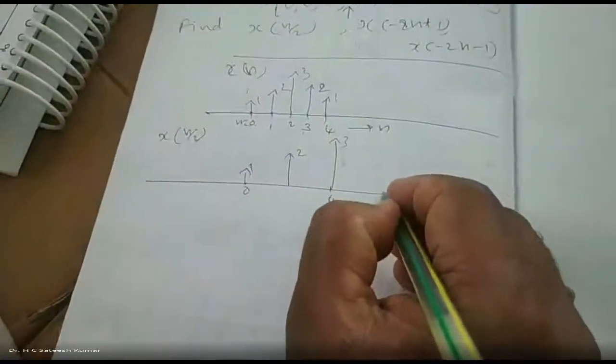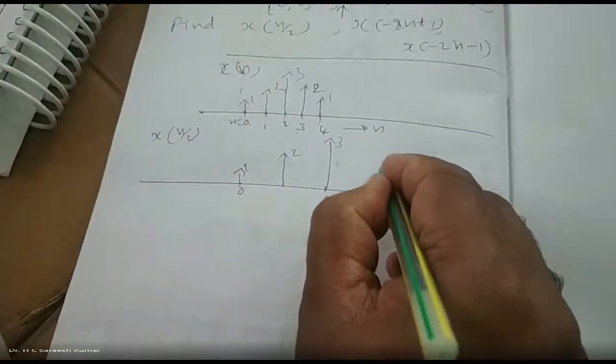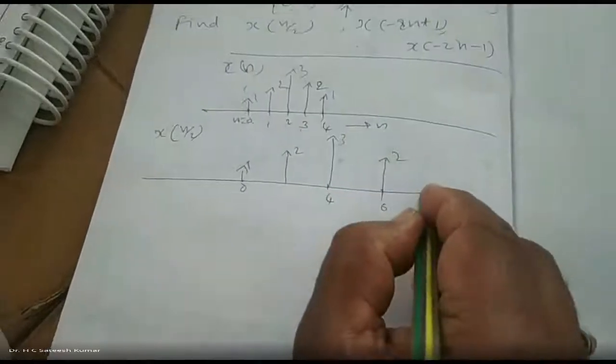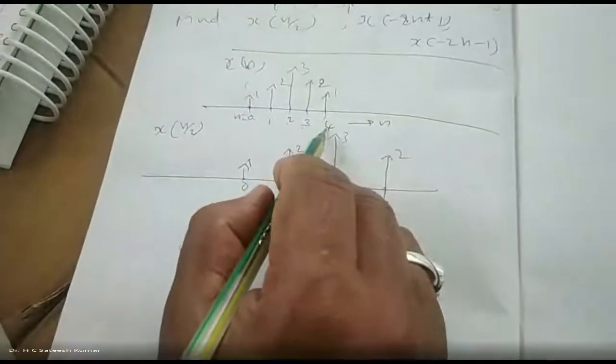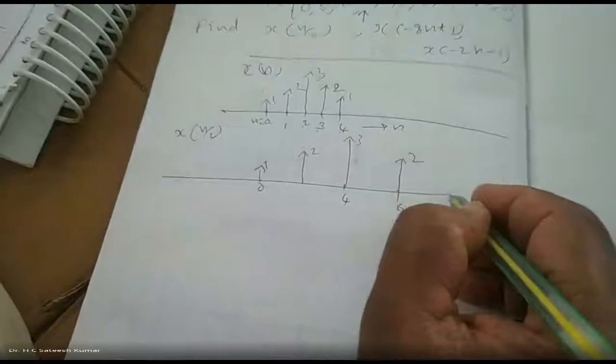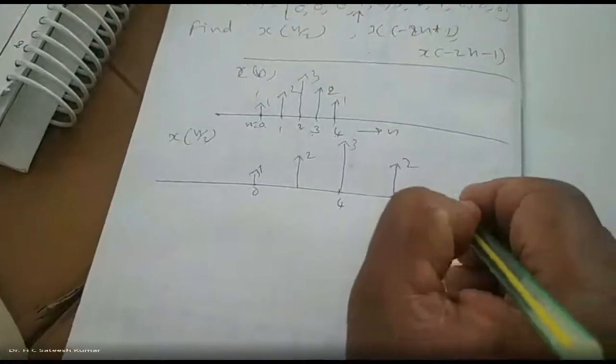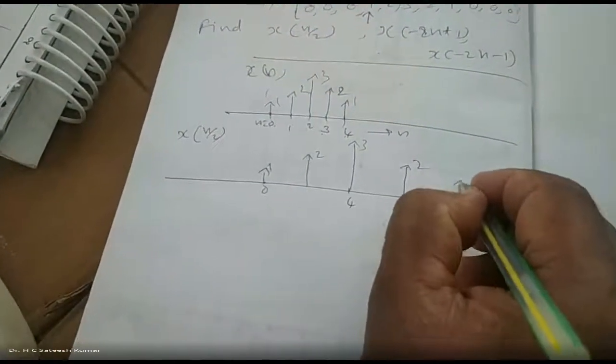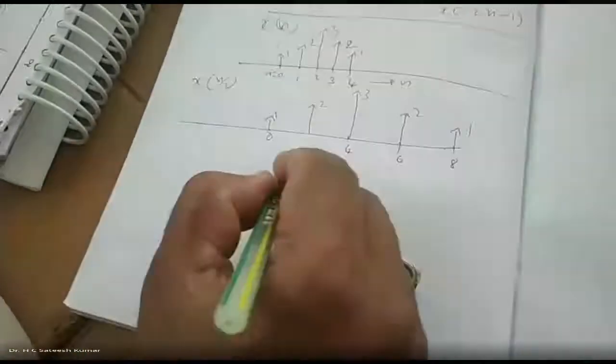At 6, its value is 2. And n by 2 is equal to 4. Therefore, n is equal to 8. At n equal to 8, its value is 1. So this is your x of n by 2. Okay.